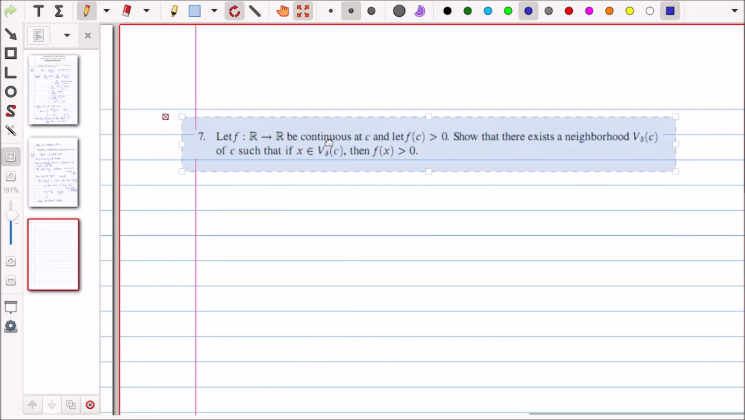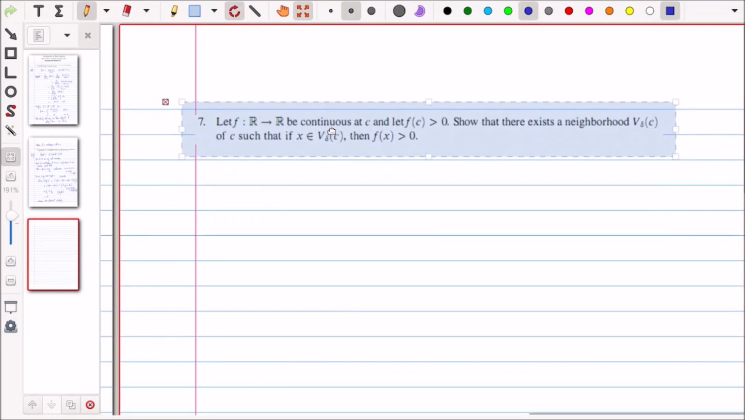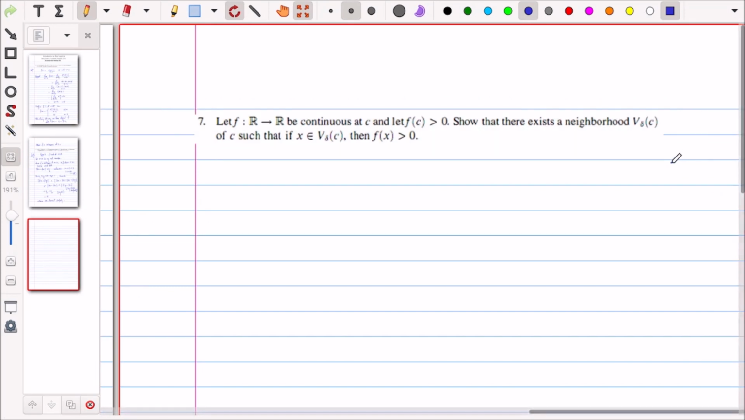Okay, now this is another question. This is question number 7. In this we are given that f is continuous at c, and we are given that fc is greater than 0. We have to show that there exists a neighborhood V delta c of c such that for x belonging to V delta c, fx is greater than 0. This is nothing but a result we have already done in one of our theorems. So I am not going to do it right now.